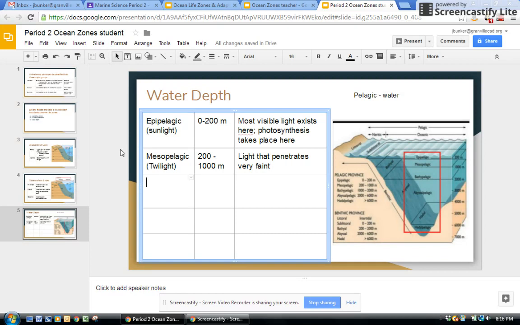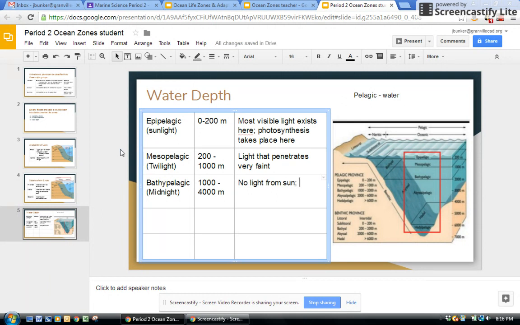The next one down is called the bathypelagic zone. Another name for this is the midnight zone. So this is from 1,000 meters down to about 4,000 meters. There is no visible light from the sun here. It's dark, no light from the sun.